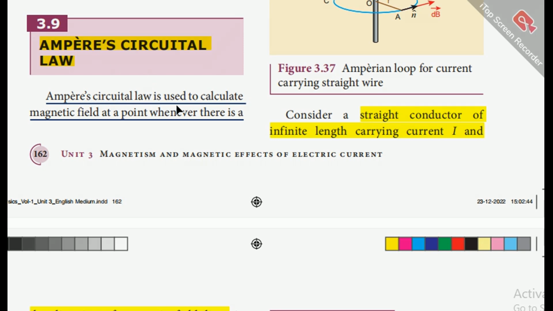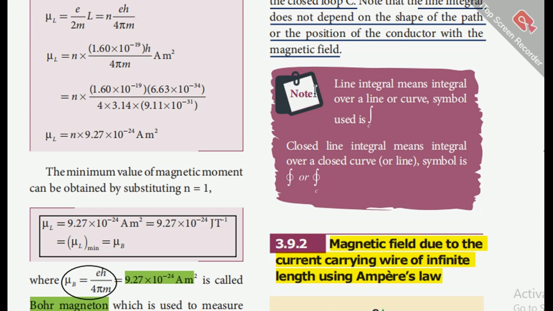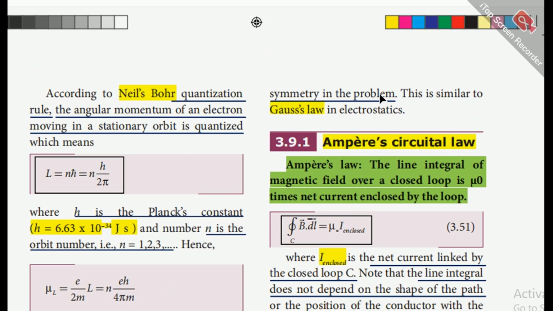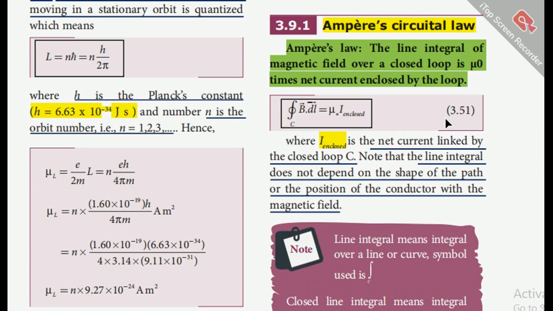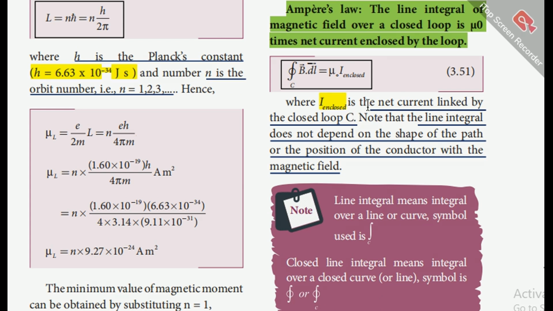Ampere's circuital law is used to calculate magnetic field at a point whenever there is a symmetry in the problem. So this is similar to Gauss law in electrostatics. Now let us see what is Ampere's circuital law. This law states that the line integral of magnetic field over a closed loop is mu naught times net current enclosed by the loop. Therefore, the equation can be written as closed integral of B dot dl equal to mu naught I enclosed. So this I enclosed is the net current linked by the closed loop C.